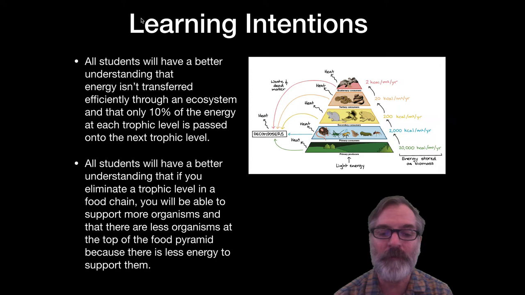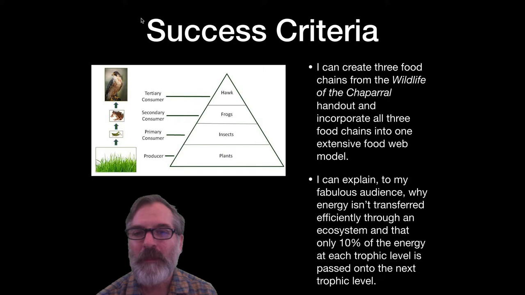The success criteria: I can create 3 food chains from the Wildlife of Chaparral handout and incorporate all 3 food chains into 1 extensive food web model. Second, I can explain to my fabulous audience why energy isn't transferred efficiently through an ecosystem and that only 10% of the energy at each trophic level is passed on to the next trophic level.